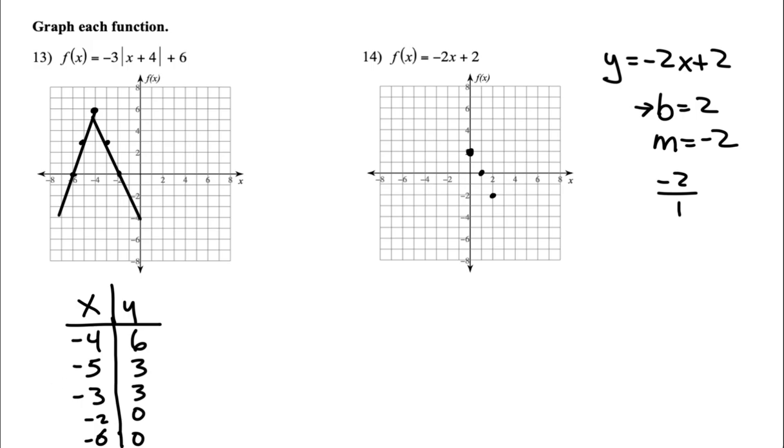So I rise negative 2 over 1, negative 2 over 1. And then I can draw this line. It looks like this. Oh, and this one, of course, goes down like this and this.